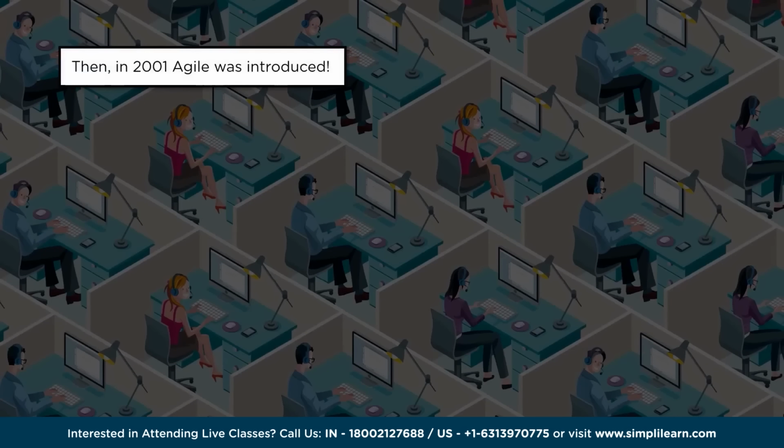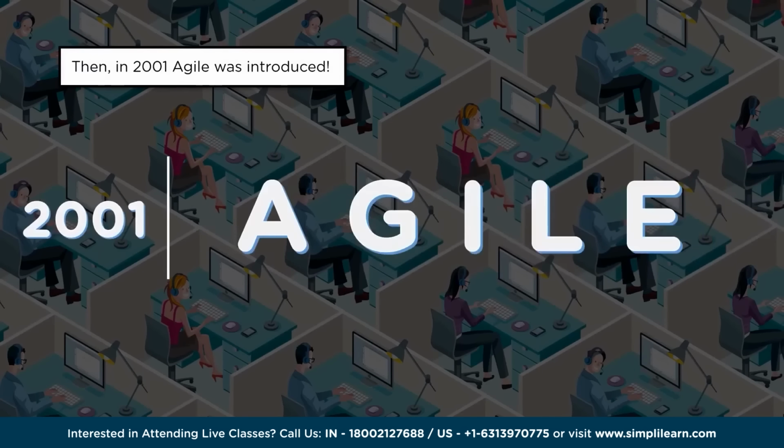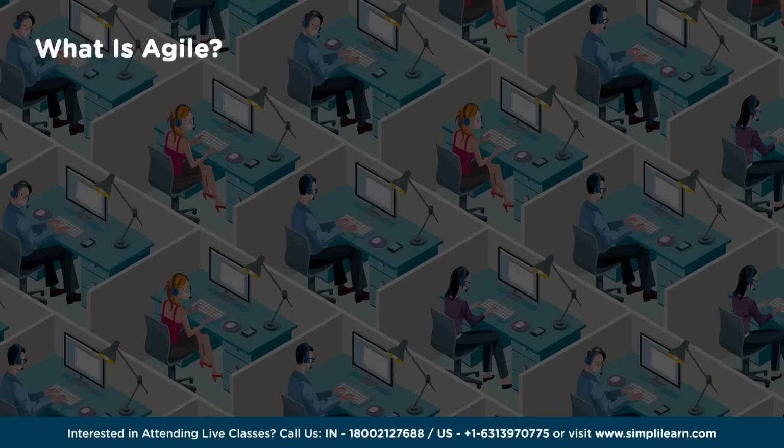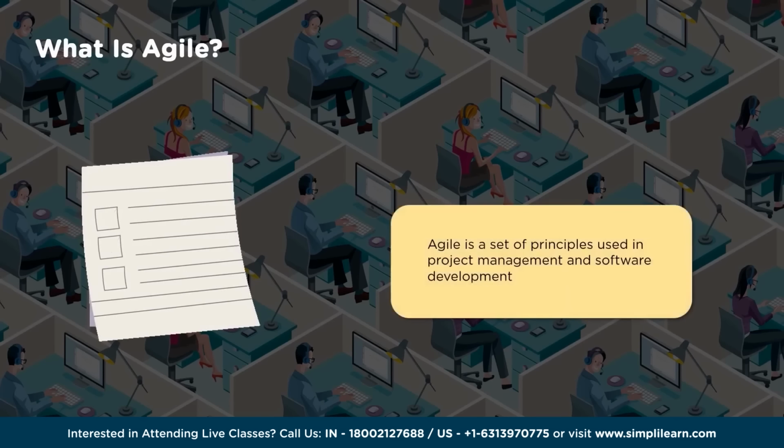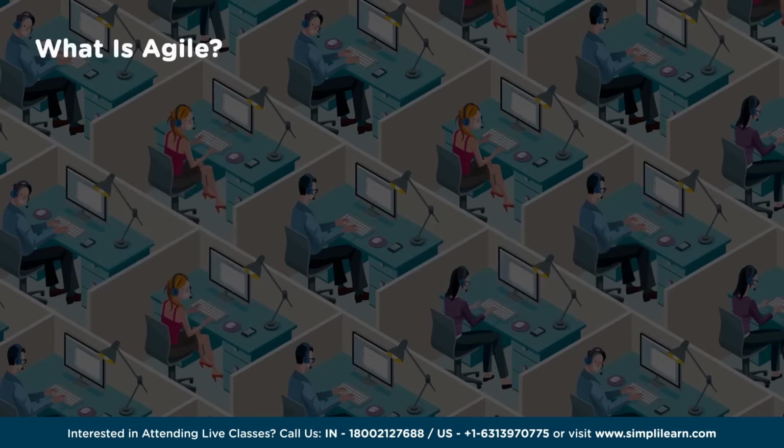In 2001, Agile was introduced. That's where the term Agile came into the picture, where people started realizing what Agile is and why we should adopt Agile methodologies. While it was introduced, the Agile Manifesto was also released. It's a set of principles used in project management and software development. Basically there are 4 points which we need to understand very clearly so that we are able to understand what Agile is all about.